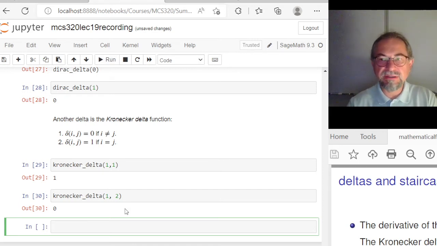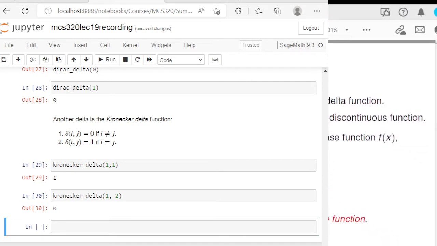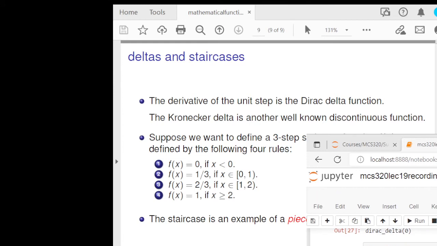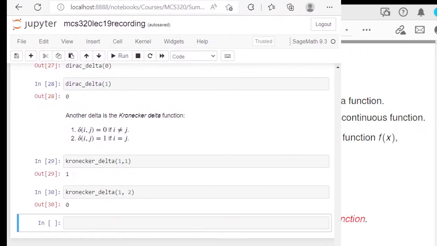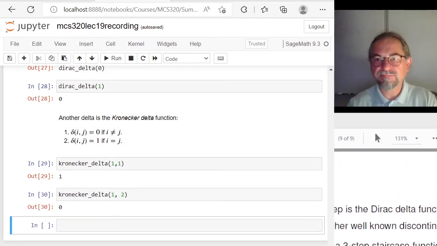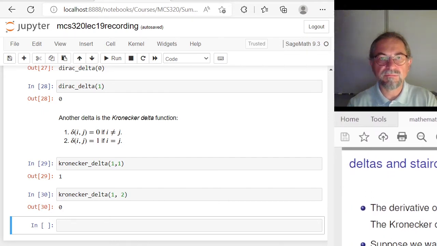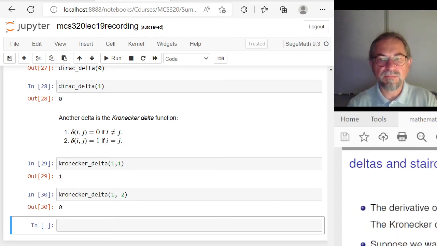So here was the exercise. Let me go back to the slides. I want to define this staircase function. There are 4 rules. Let me type them in. I don't think I can put everything on the same slide. Or I will try, at least if I can scroll things up a little bit. I don't think that will work. Never mind.